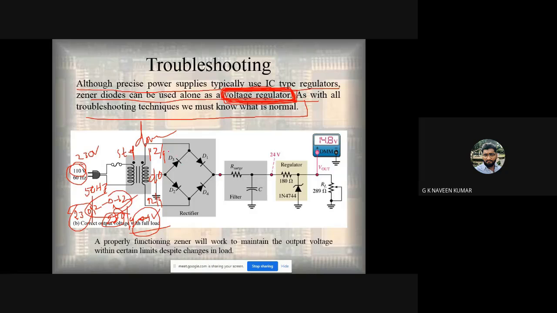Now this is a full bridge rectifier. In a full bridge rectifier, what happens? Two diodes operate at a time. During the positive half cycle, two diodes operate, and during the negative half cycle, two diodes operate. Now, if you see which diodes are forward bias and which diodes are reverse bias.